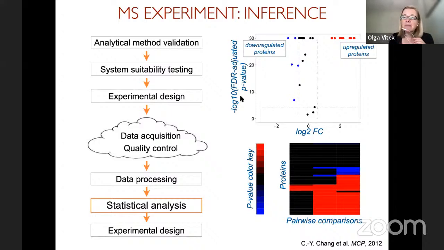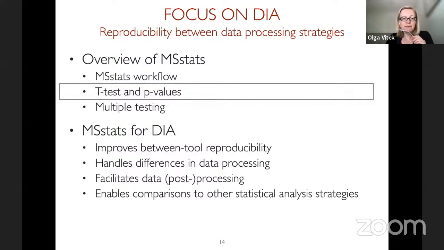Now, if we have more than one comparison, let's say we have a time course just as before with 10 time points, when we compare time point 2 to time point 1, time point 3 to time point 1, and so on, we can visualize this in a heat map. The columns in this heat map are comparisons in time. The rows are individual proteins, and the color is the p-value. Blue is significantly down, red is significantly up, black is no change. It can give us the pattern of changes across multiple time points. So this is the type of visualization we do.